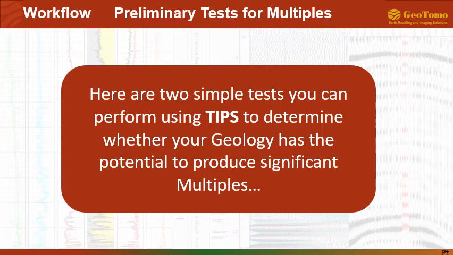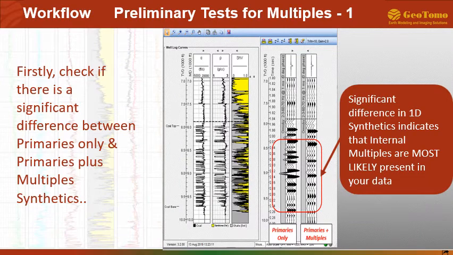Now, here are two simple tests that you can perform using TIPS to determine whether your geology actually has the potential to produce significant multiples. So firstly, check if there is a significant difference between primaries only and primaries plus multiple synthetics. Of course, if you see a significant difference, then internal multiples are most likely present in your data.